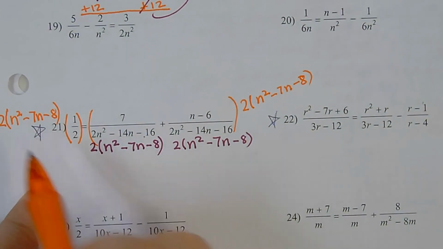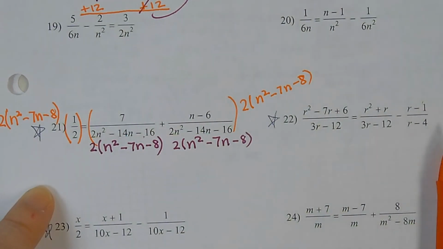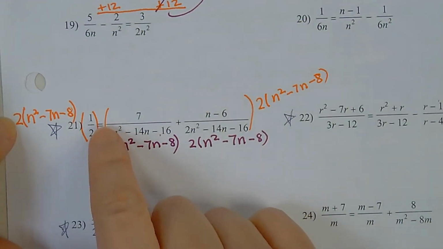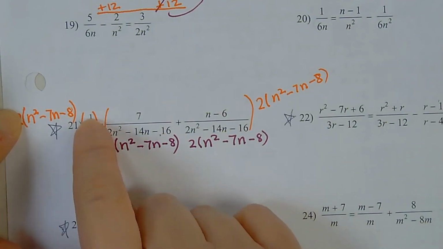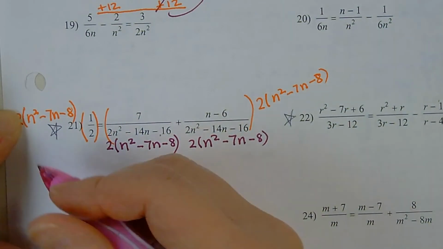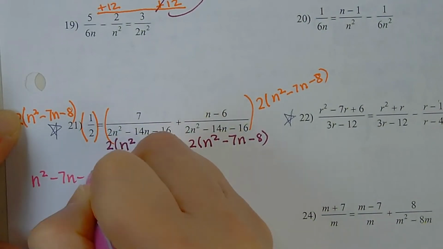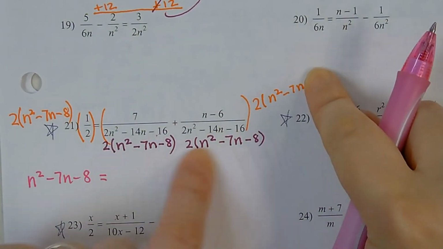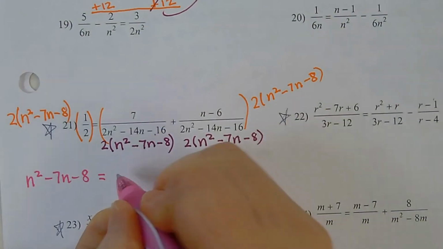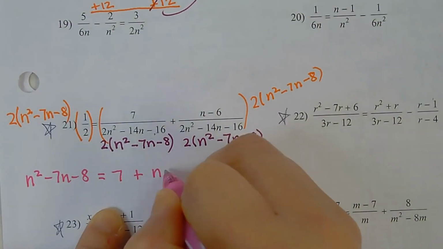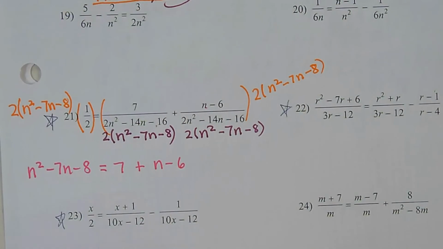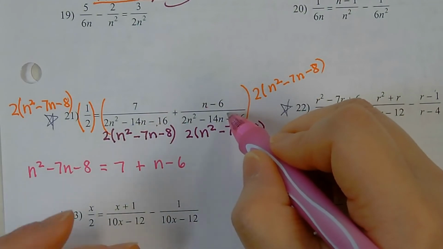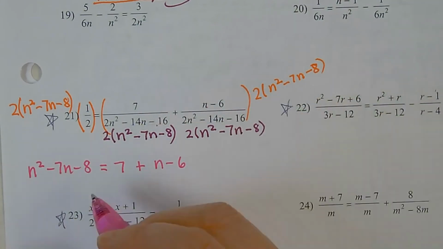And so when I look at that, what's going to cancel out? I know the 2's are going to cancel out, because 2, 2. All I have left is all this times 1, which is pretty much all this. So n squared minus 7n minus 8 is equal to, oh look, the denominators just all cancel out because they're exactly the same. So all I have left is 7 plus n minus 6. Much easier, right? The reason I didn't factor is that ultimately I would have to multiply that back together again anyway, so there's no point in that.